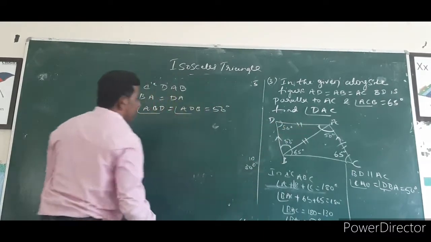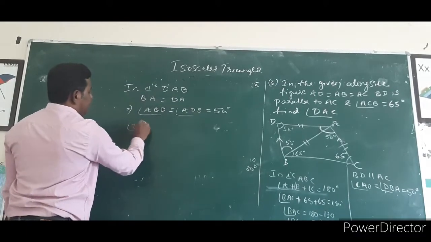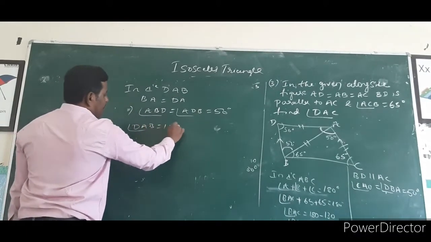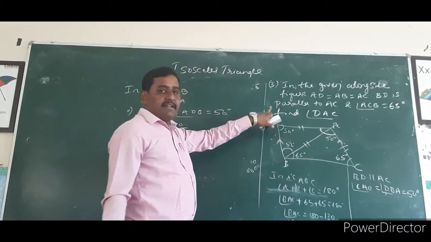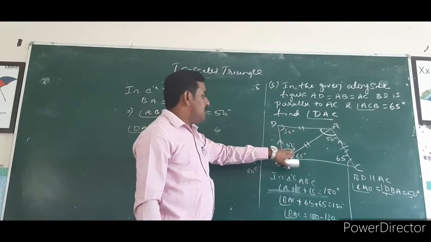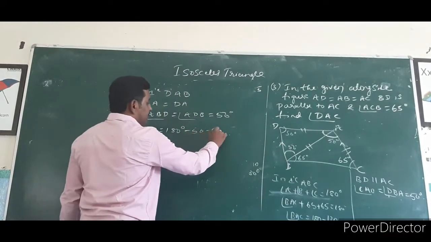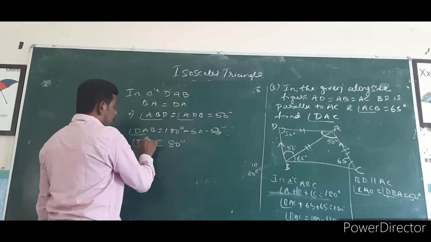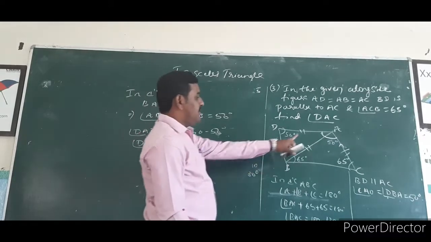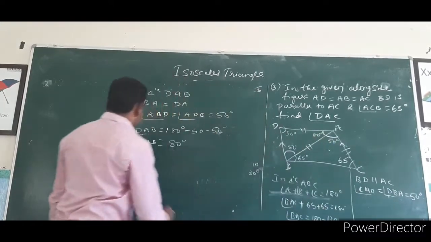Now we can easily find the angles of the triangle. Taking triangle DAB, using the interior angle sum, DAB is equal to 180 degrees minus 50 minus 50. So what you will get is 80. This angle DAB is 80 degrees.